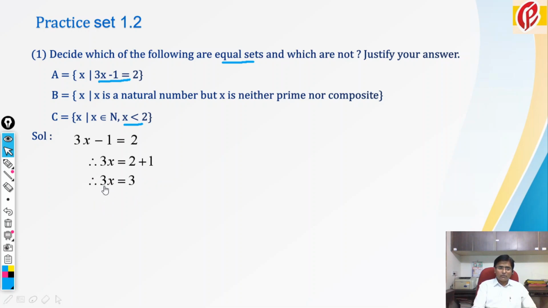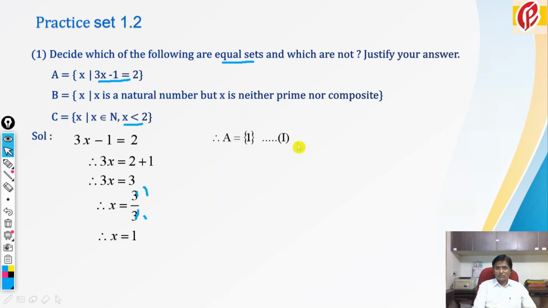In the next step, this 3 is multiplied. When you shift to the right side, it will divide. So x is equal to 3 divided by 3. 3 ones are 3. So what is the value of x? x is equal to 1. So x is equal to 1 and 1 is the element of set A. So A is equal to {1}. So this is a singleton set.